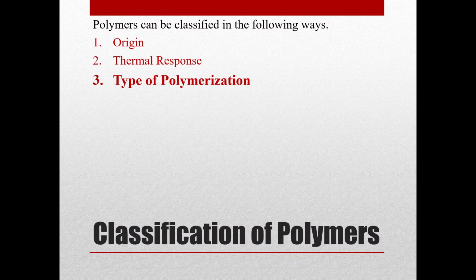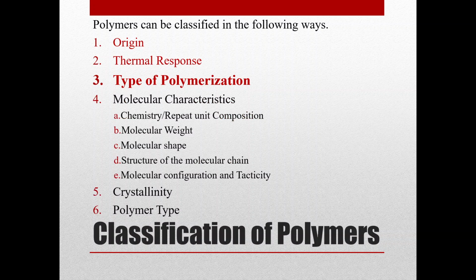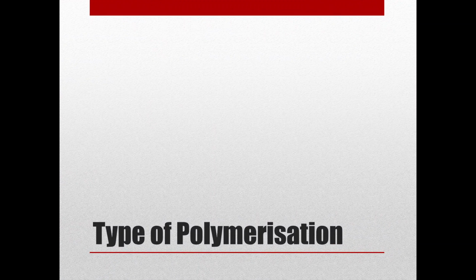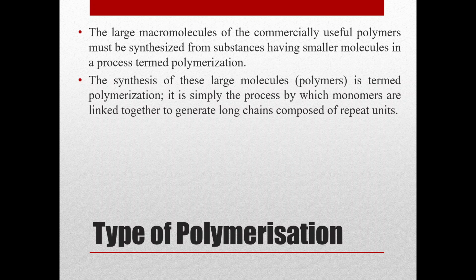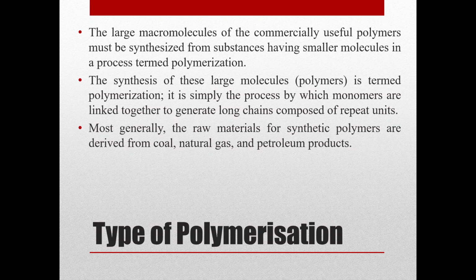Let us look at the third type of classification, that is, the type of polymerization on the basis of which polymers may be classified. The large macromolecules of the commercially useful polymers must be synthesized from substances having smaller molecules in a process termed polymerization. It is simply the process by which monomers are linked together to generate long chains composed of repeat units. Most generally, the raw materials for synthetic polymers are derived from coal, natural gas, and petroleum products.